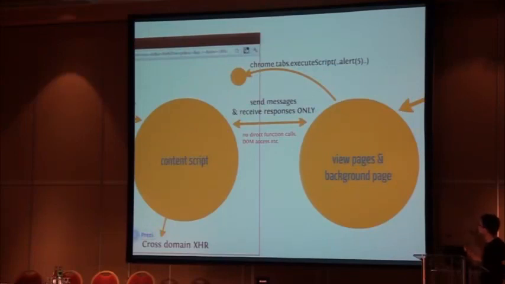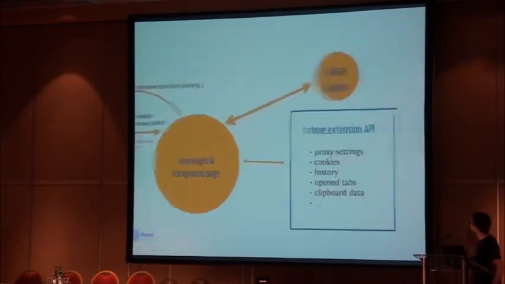When it comes to view pages, they can communicate with the content script, and the other way around, only by sending messages and receiving responses, similar to the HTML5 postMessage API. So there's also no direct DOM access, no direct function calls and such. It's just exchanging messages. But view pages and the background page can dynamically instantiate new content scripts, which is a form of eval, because you can directly pass the code as a string parameter, and it will get evaluated as a content script in the context of the web page that is being viewed.